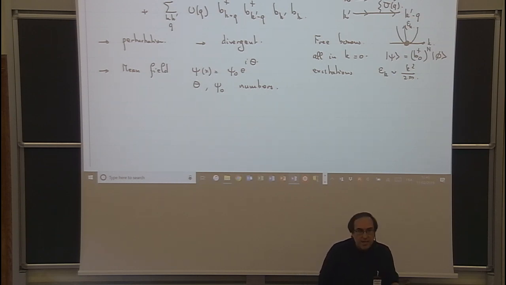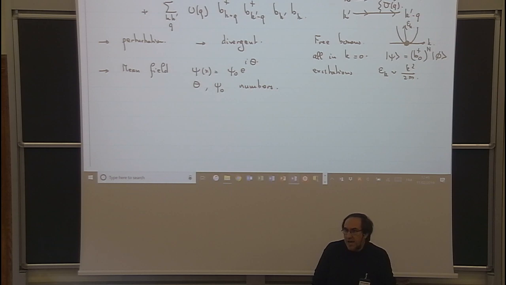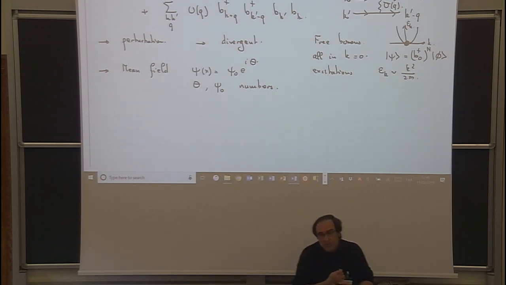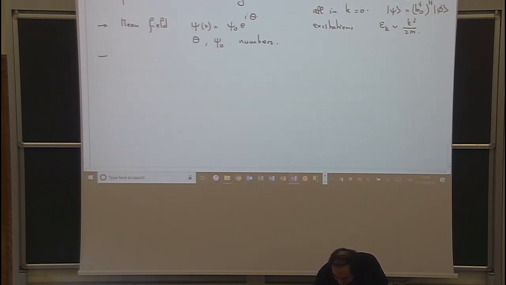Just the same way, the XY model in dimension 2 and below cannot have a finite magnetization. You cannot have a finite ordered phase in 1D for a wave function. 1D quantum is 1 plus 1, if you want, so it's the same idea. So we have to do something else.